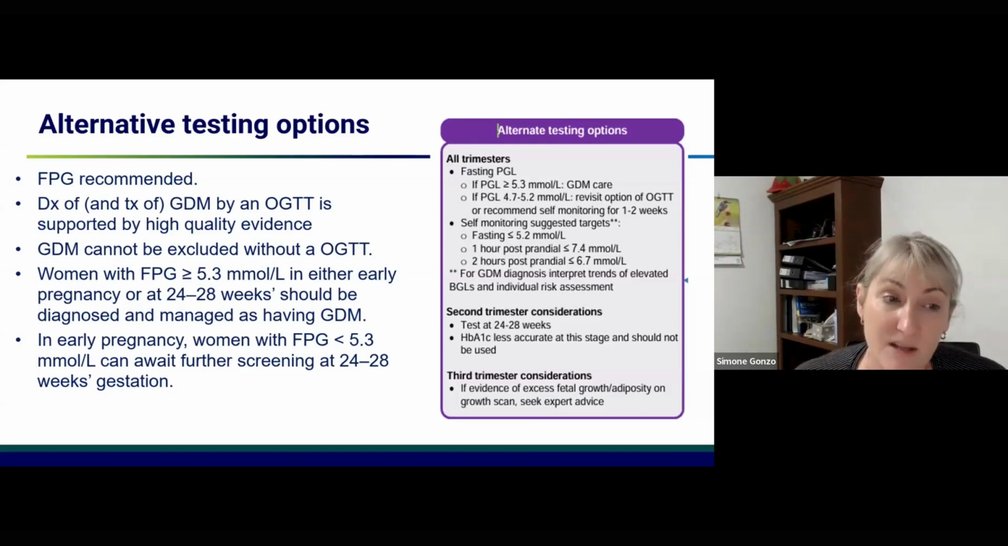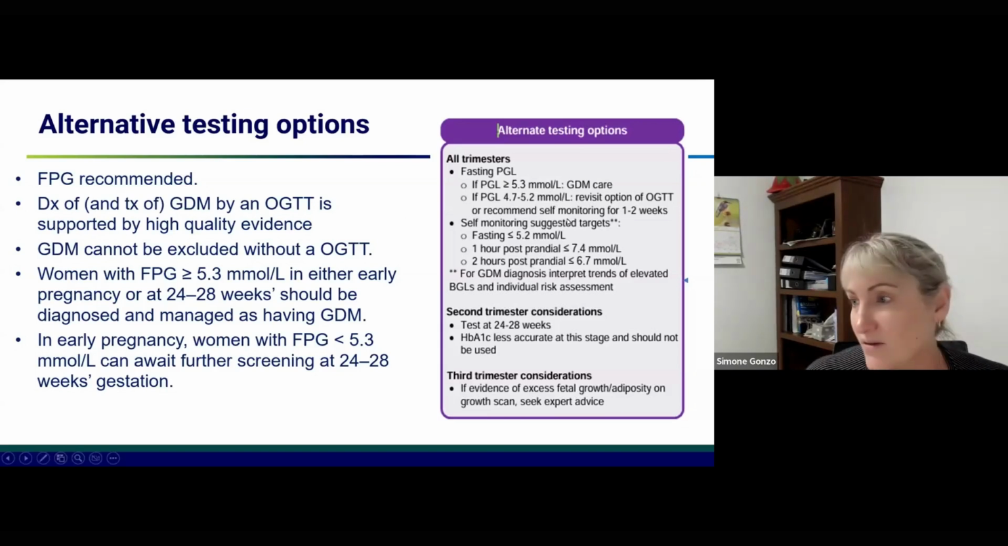Women with a fasting plasma glucose of greater than 5.3 in either early pregnancy or at 24 to 28 weeks should be diagnosed and managed as having GDM if they're unable to tolerate or do an OGTT. So that's one of the ADIPS recommendations. And in early pregnancy, women with a fasting plasma glucose less than 5.3 can wait for further screening at 24 to 28 weeks. But if they're above 5.3, we really want to treat them as GDM.